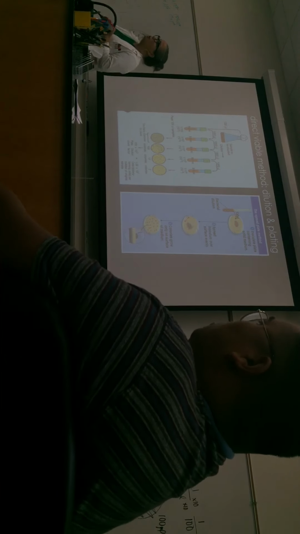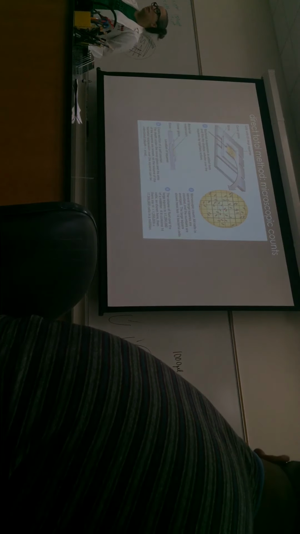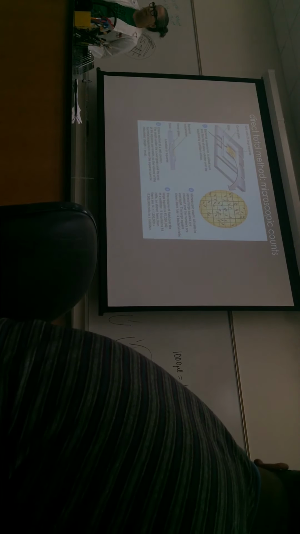So how about a direct total method? Direct in that we're looking directly at bacteria. Total in that now we're looking at both dead and living cells. Viable and non-viable cells. Cells capable of reproducing and cells that are not capable of reproducing. So to do this, you can do a microscopic count.